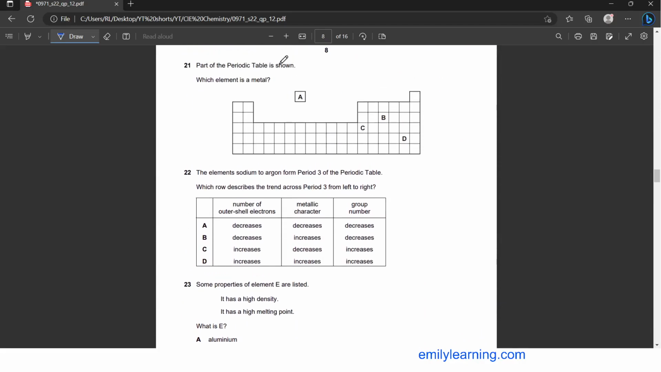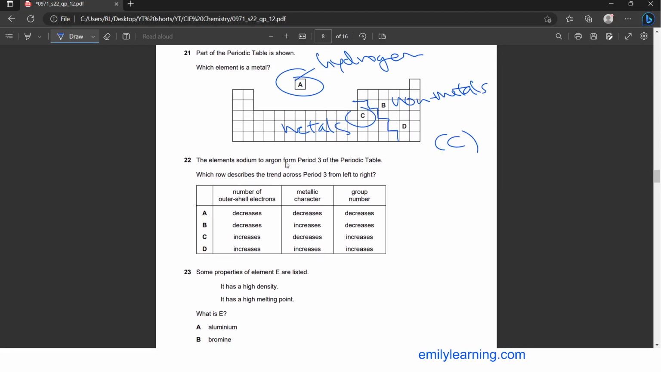Next, part of the periodic table is shown. Which element is a metal? So let's first draw in the stair. So we have a stair here that separates metals from the non-metals. And this one dangling here is hydrogen, and hydrogen is a non-metal. So which element is a metal? Basically the one that's here, which is C. So the answer is C.